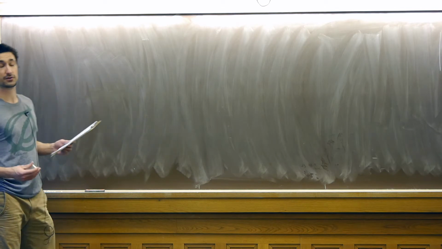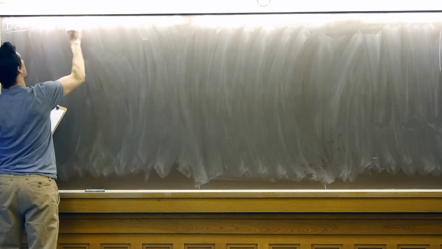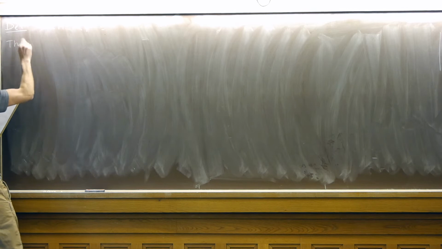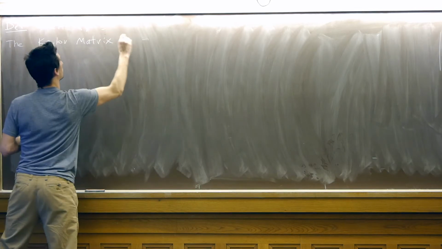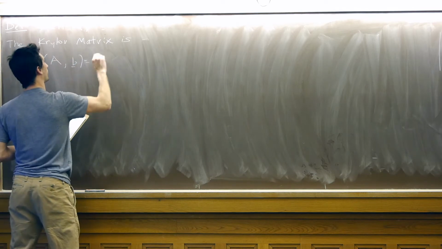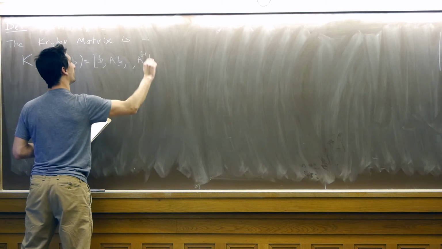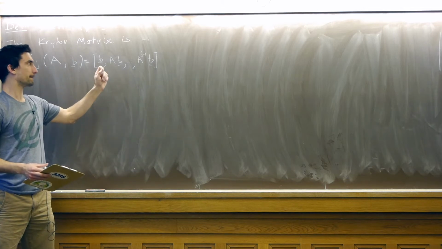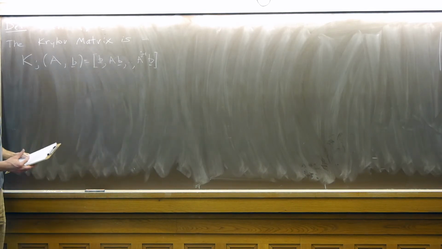So to state the problem, first I want to define a Krylov matrix. Given a square matrix A and a vector B, the Krylov matrix is defined as follows. Each column of the Krylov matrix is just a different power of our matrix A times our vector B. This is exactly the set of columns that we use to construct the Krylov subspace, which a lot of algorithms use.